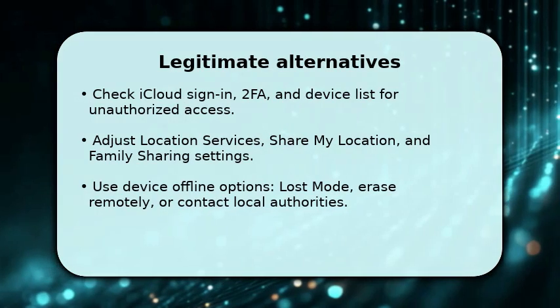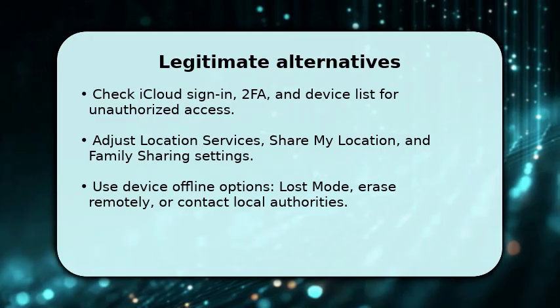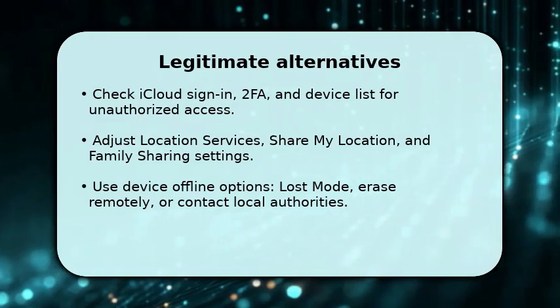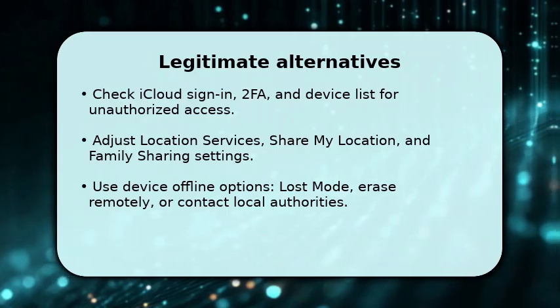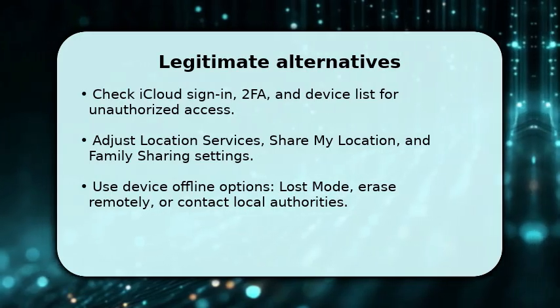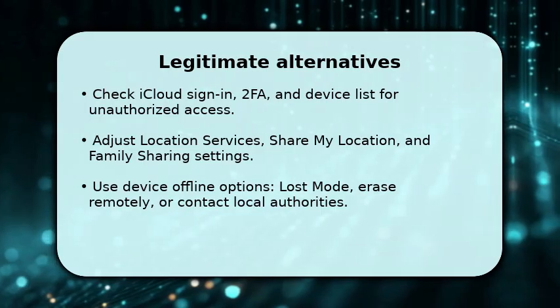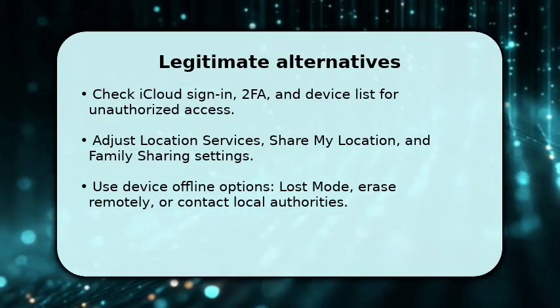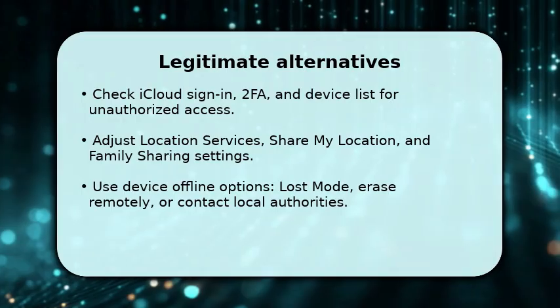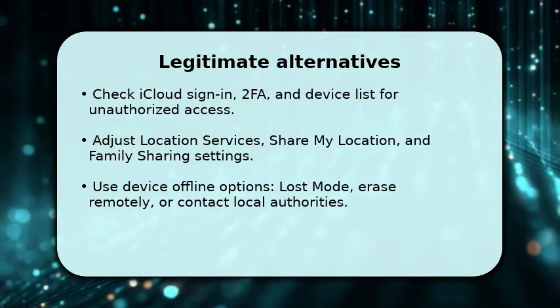Start by confirming account control. Review your Apple ID devices, change your password, and ensure two-factor authentication is active. Once done, review location services and share My Location settings to control who sees your device and when, and use family sharing for authorized visibility.